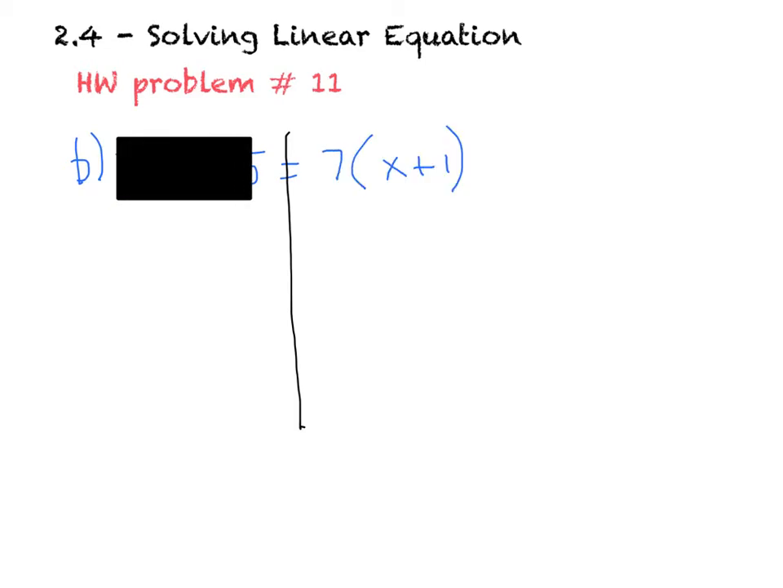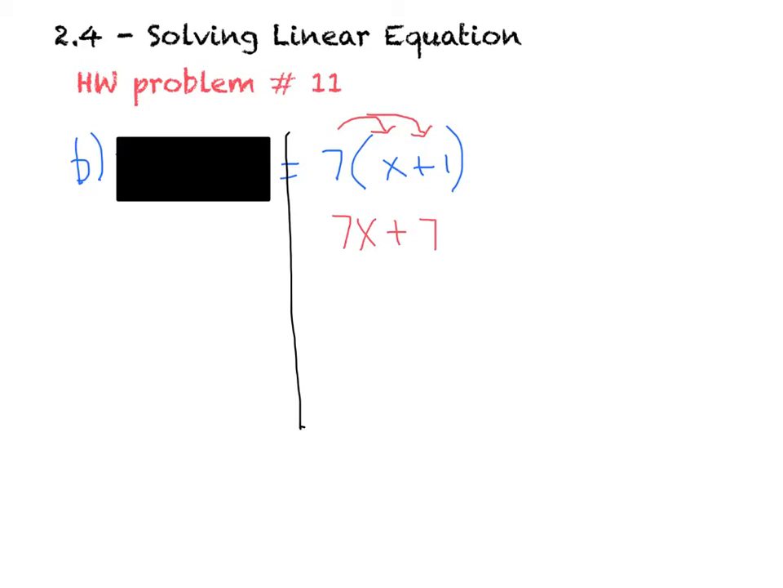Next, let's completely forget about this side. We look at this side, and the first thing we notice is that there is a set of parentheses which just screams we have to distribute. So we're going to distribute the 7 to the x, and we're going to distribute the 7 to the 1. Now when we distribute, we multiply, so 7 times x is 7x, and 7 times 1 is 7. There we go.